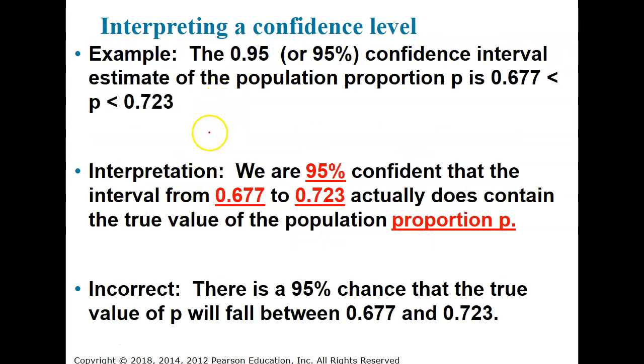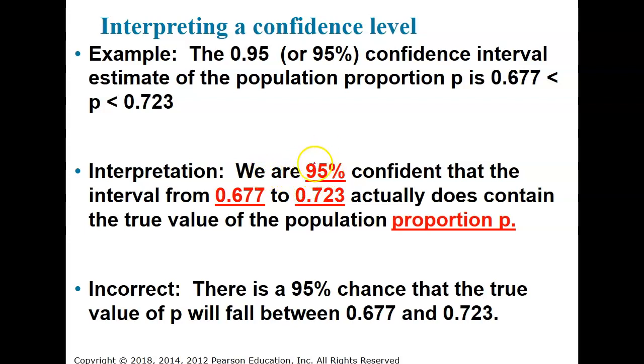A lot of times I'll see people write something like there's a 95% chance that the true value of P will fall between these values. Well, that makes it sound like these endpoints are fixed and the value of P is floating around, and that's not the case. So if you follow this template and just insert into the red spots, then you're going to have it interpreted correctly.